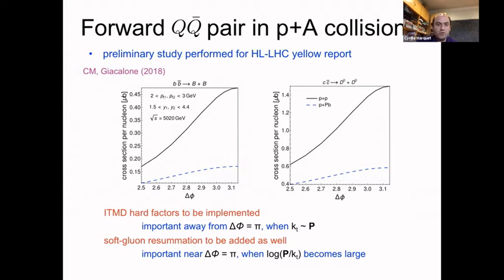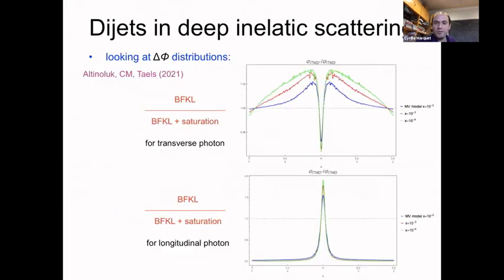That means including the ITMD hard factors, which will be important to get a better description at angles away from pi. And also we need to include a soft gluon resummation when we look at the region delta phi equals pi, because there these soft gluons are also important and change the delta phi shape. So there is some more work to be done, but we hope to be able to try to identify at colliders a potential signal of this, the second term of this equation.